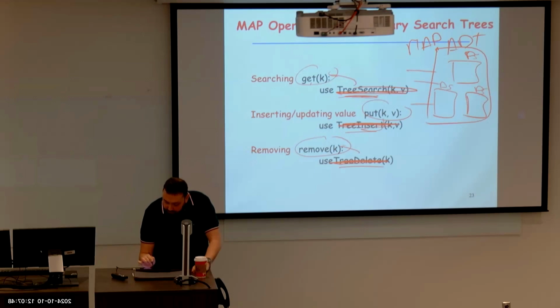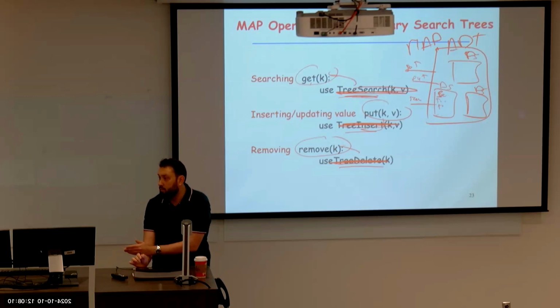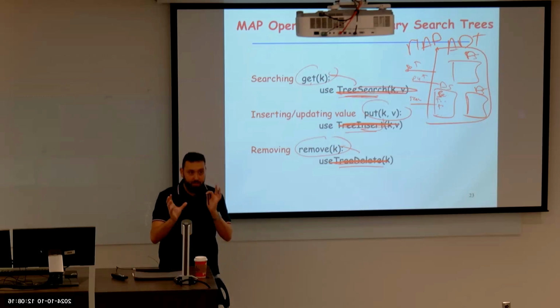Here, the interface will be get, put, and then remove. One implementation of this ADT is through a binary search tree, which will have tree search, tree insert, and tree remove inside it. Another implementation can be with the ordered sequence, which will use something else. Clear? The difference?